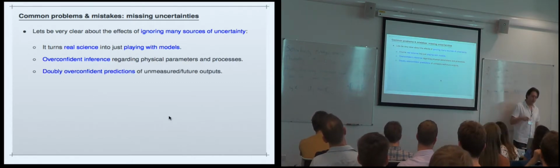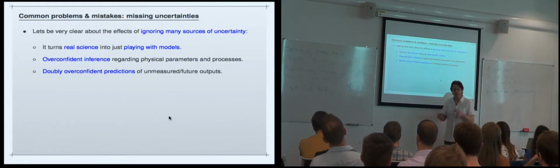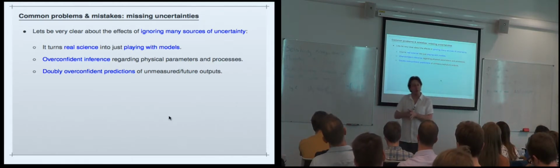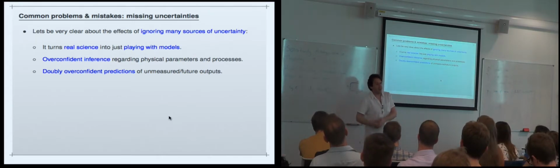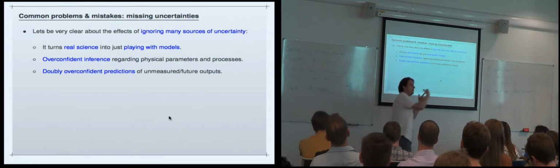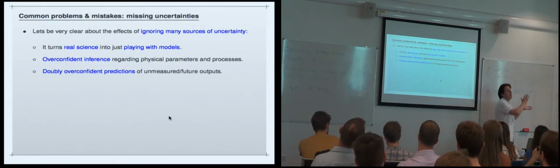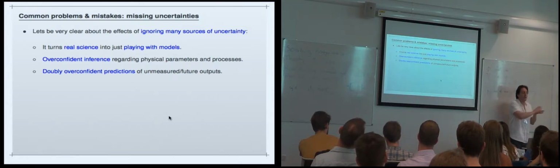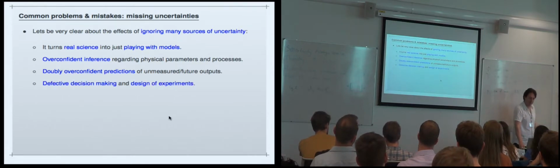You make doubly overconfident predictions of the future. Why is that? If I've neglected uncertainties when I try to look at my model in the past, and I maybe calibrate, I learn about some inputs, I'm kind of wrong, I'm overconfident. When I then do it in the future, I'm using overconfident inputs to predict a future which I also have not put uncertainty on. So I've missed things twice. So things escalate, and your future predictions become, again, doubly overconfident in some sense.